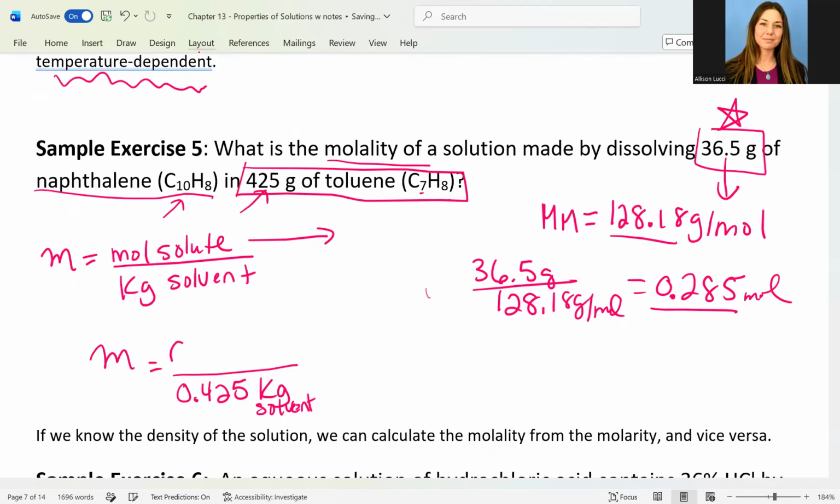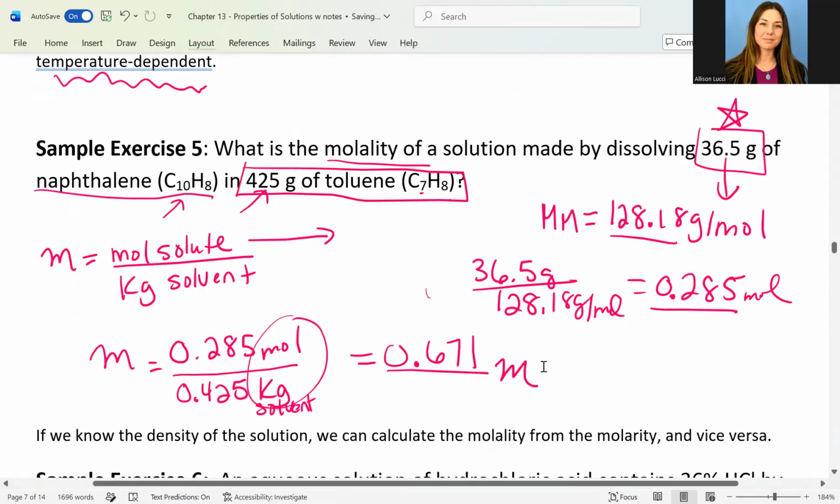So I'm going to take that value, plug it in over here to my full equation. And now I have units of moles per kilogram. So I know that when I solve this, I'm going to find molality. And this turns out to be 0.671. And we could say molal, instead of with molarity where we say molar. So 0.671 molal for sample exercise 5.